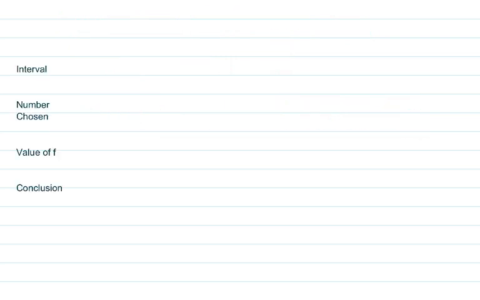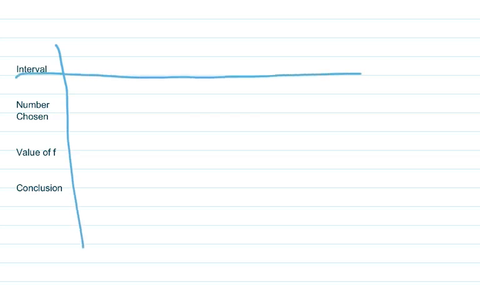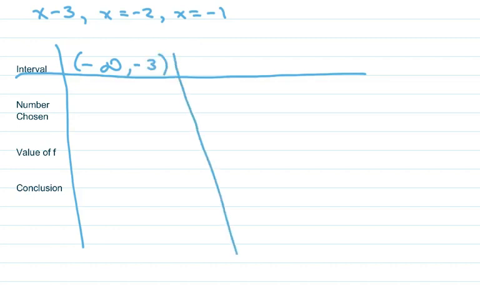So we have our intervals here. And I'm going to write my numbers smallest to greatest. So this would be negative 3, x equals negative 2, x equals negative 1. So we're going to start with negative infinity to negative 3. And then we're going to go from negative 3 to negative 2.